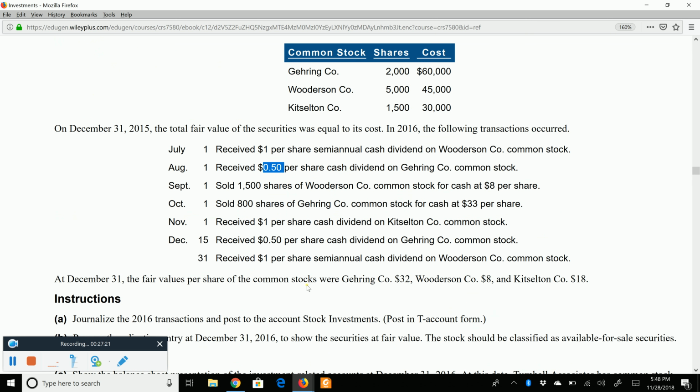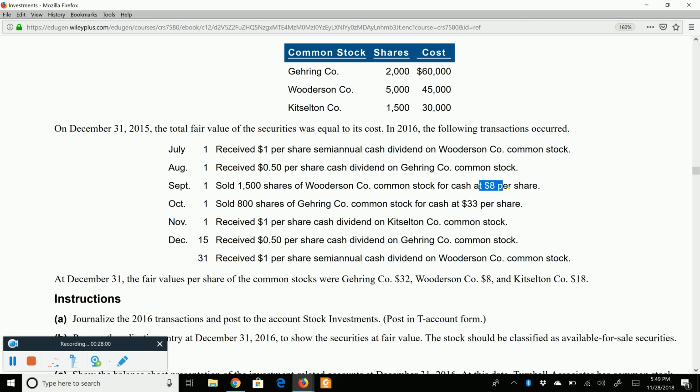Now we're actually going to sell some of our position. So what happens on September 1? We sold 1,500 shares of Wooderson for $8 per share. Well, Wooderson, look at what our original portfolio was. How many shares did we have? We had 5,000 shares and the cost was $45,000. Well, if you do the math, what was our original per share price? Well, $45,000 divided by 5,000 shares. My math tells me that our original cost was $9 per share.